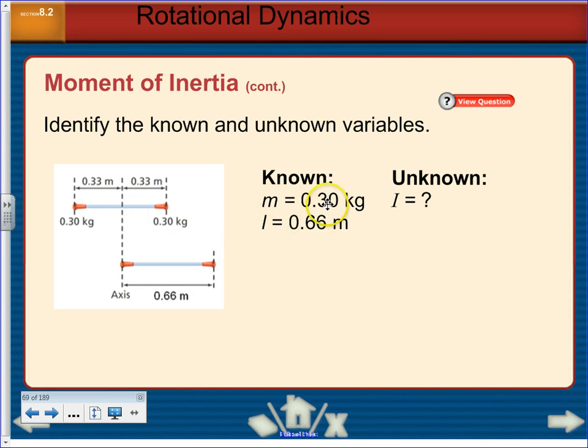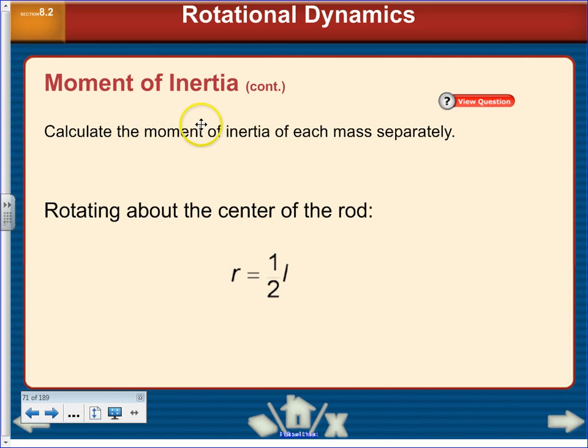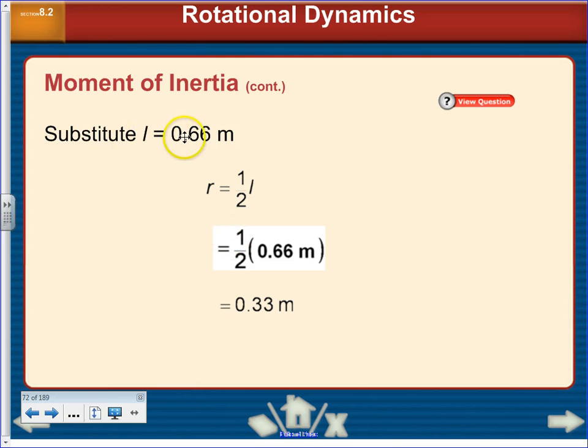So once again, we have our knowns, and here we have a length. L is length here. I is the moment of inertia. So we're going to be doing these calculations. If we're going to solve for the unknown, we're going to calculate the moment of inertia for each mass separately. So the first thing we have to do, if we're rotating around the center, is figure out what the radius is, which is simply half the length. If the length is 0.66, half the length is 0.33.